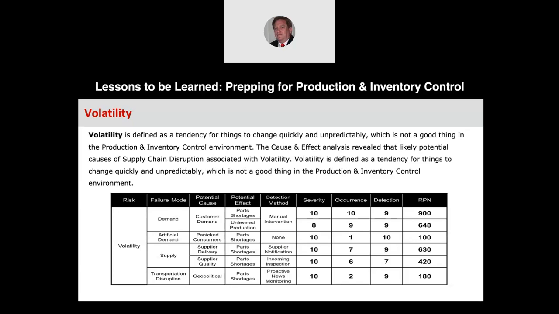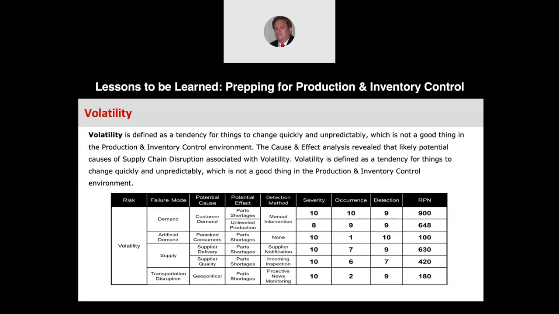If you have supply volatility issues, a supply delivery issue could cause part shortages. The only way you would detect it probably would be for the supplier to let you know, hey, I'm behind, which happens, but still, you're vulnerable there. You're at their discretion, depending on how good your supplier is. Severity is 10. Occurrence, there's a good chance it can happen. Detection, you're totally dependent on the supplier. That gives you an RPN of 630.